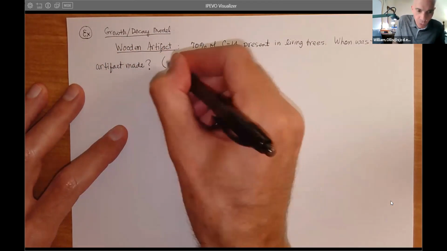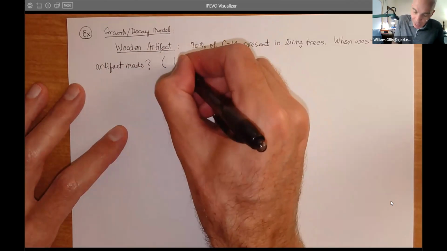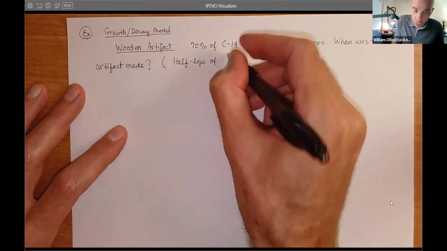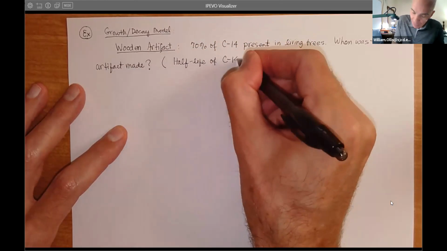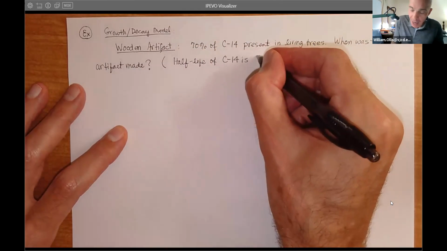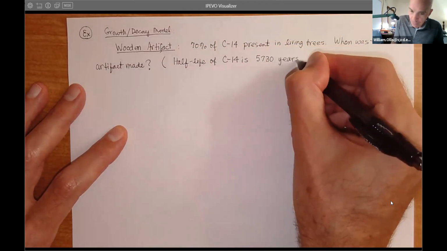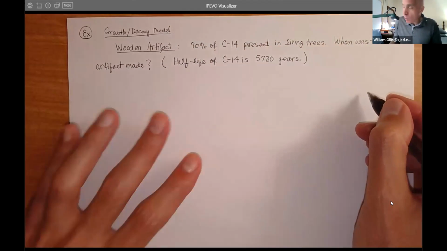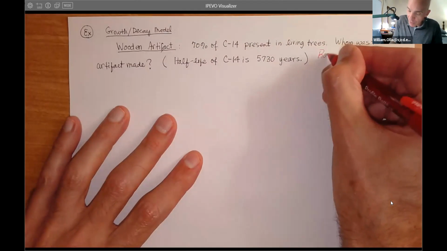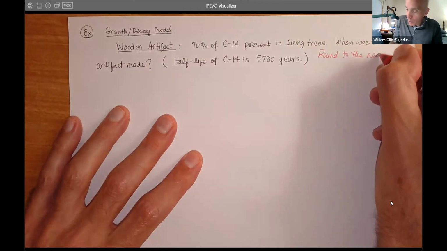And then, of course, a little piece of information which would be very useful is the half-life of C14 is, and this is more in line with what you would want, 5,730 years. And WebAssign, of course, says round to the nearest whole number. So let's go ahead and write that down. Round to the nearest whole number.